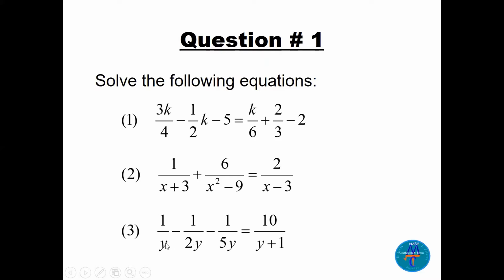Either y equals 0. So if you get y equals 0, you have to be careful, rejected. If you get y equals minus 1, also rejected. So you can know from the beginning which numbers are rejected. Just be careful and check before.